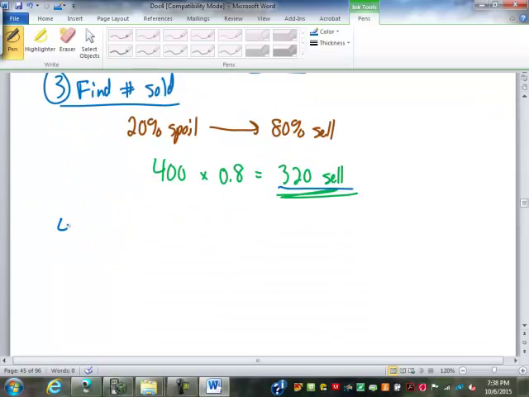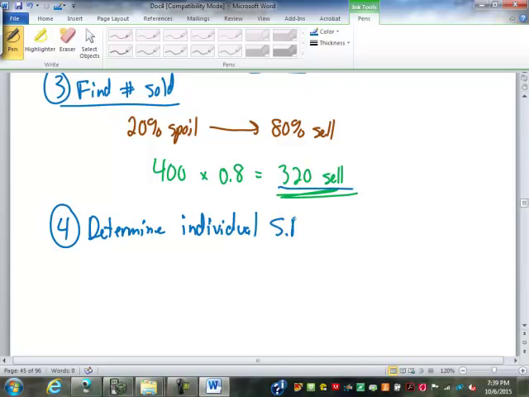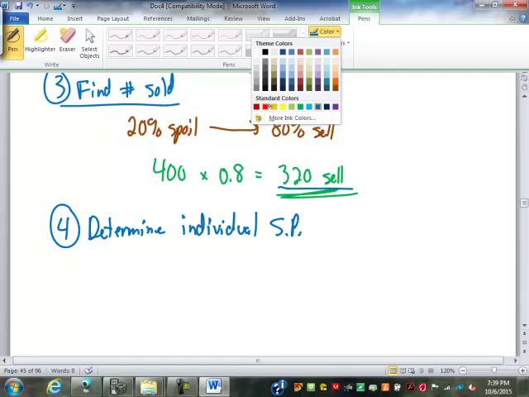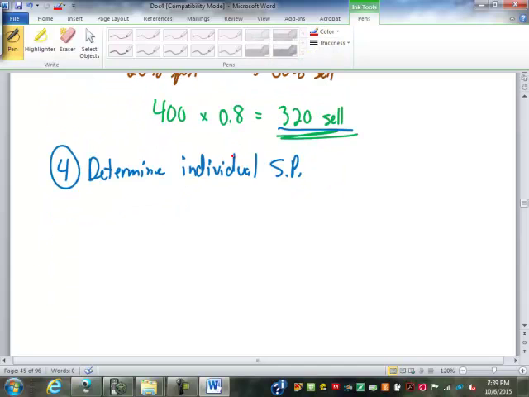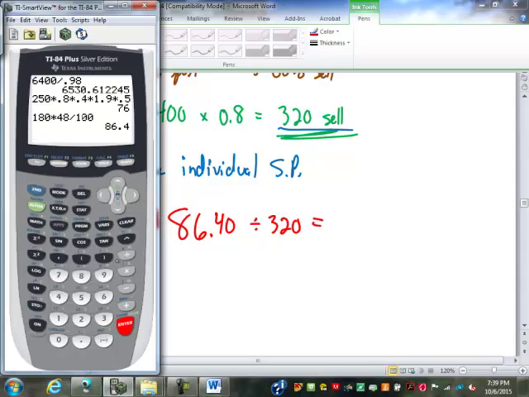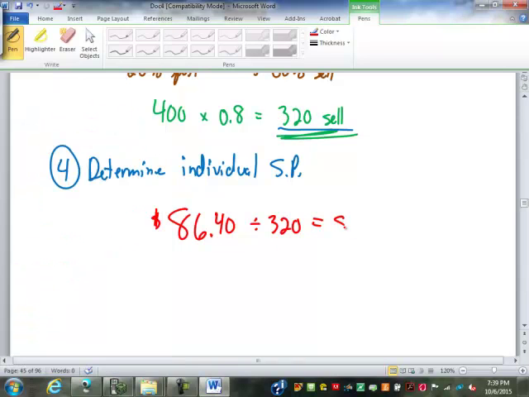So step 4 is to determine the individual selling price. So we already determined that we need to make $86.40 total. We're going to divide that by the 320 that are going to actually sell to get 27 cents for a cookie. So we need to charge 27 cents a cookie.